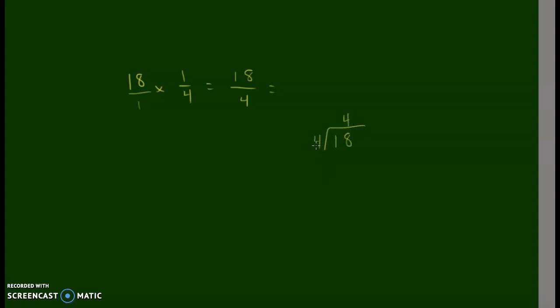is 4. 4 times 4 is 16. We subtract and we get 2. So we have 4 remainder 2. Our quotient becomes a whole number. Our remainder becomes a numerator. And then our divisor doesn't change. So 18/4 is the same as 4 2/4. If you want to simplify it, you could also write 4 1/2.